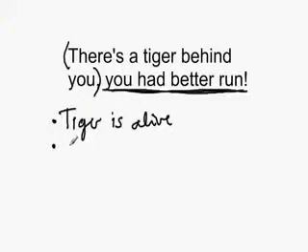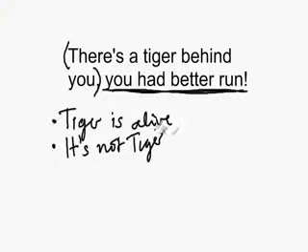Or, for example, and this is a bit spurious, of course, it's not Tiger Woods. You probably wouldn't say, like, there's a tiger behind you then. But this is the idea. So if it's not Tiger Woods, then the tiger behind you isn't Tiger Woods. You had better run. That also is valid and correct.